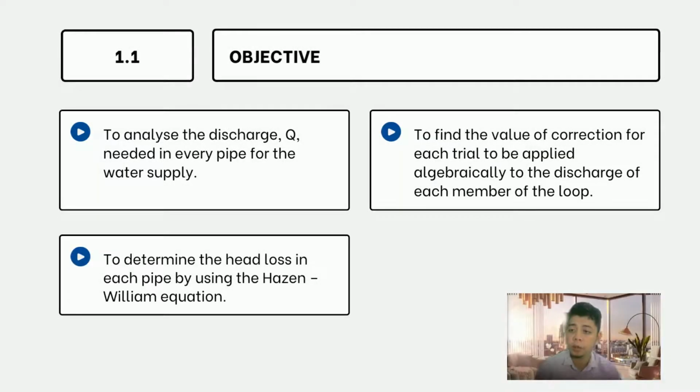The next is objective. First, to analyze the discharge Q needed in every pipe for the water supply. The second, to determine the head loss in each pipe by using the Hazen-Williams equation. The third, to find the value of correction for each trial to be applied algebraically to the discharge of each member of the loop.